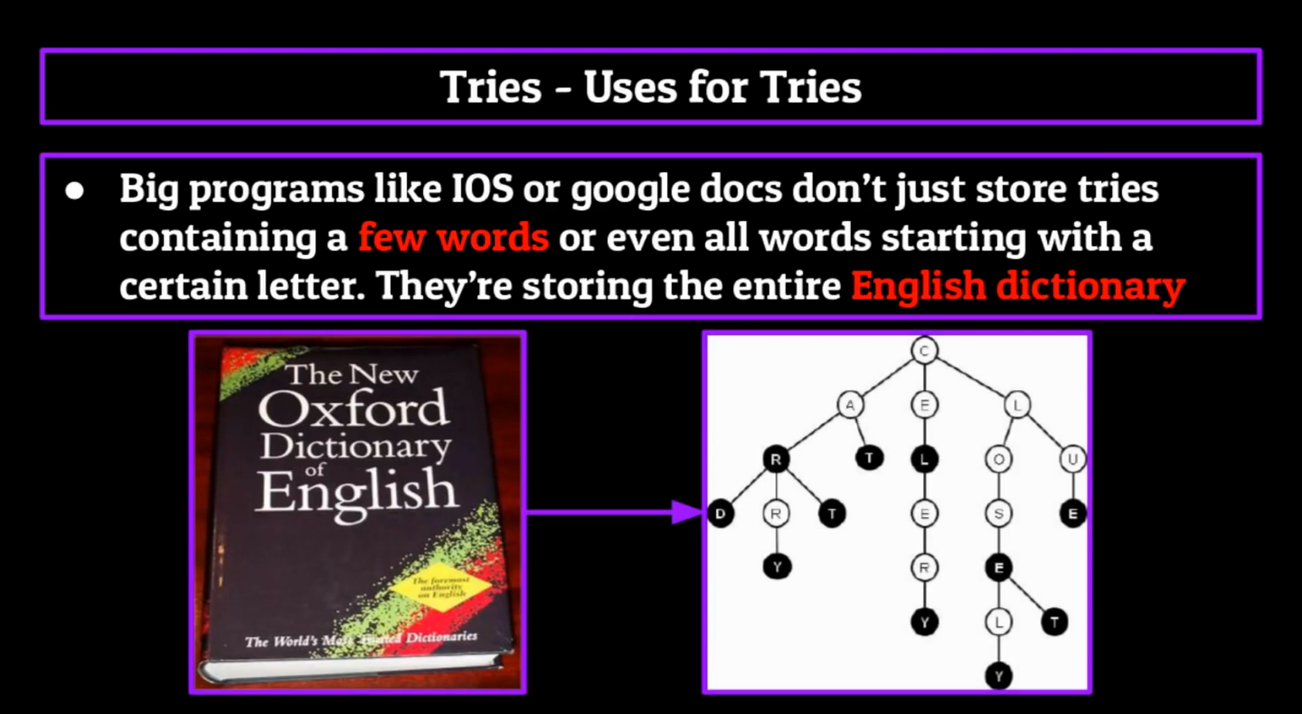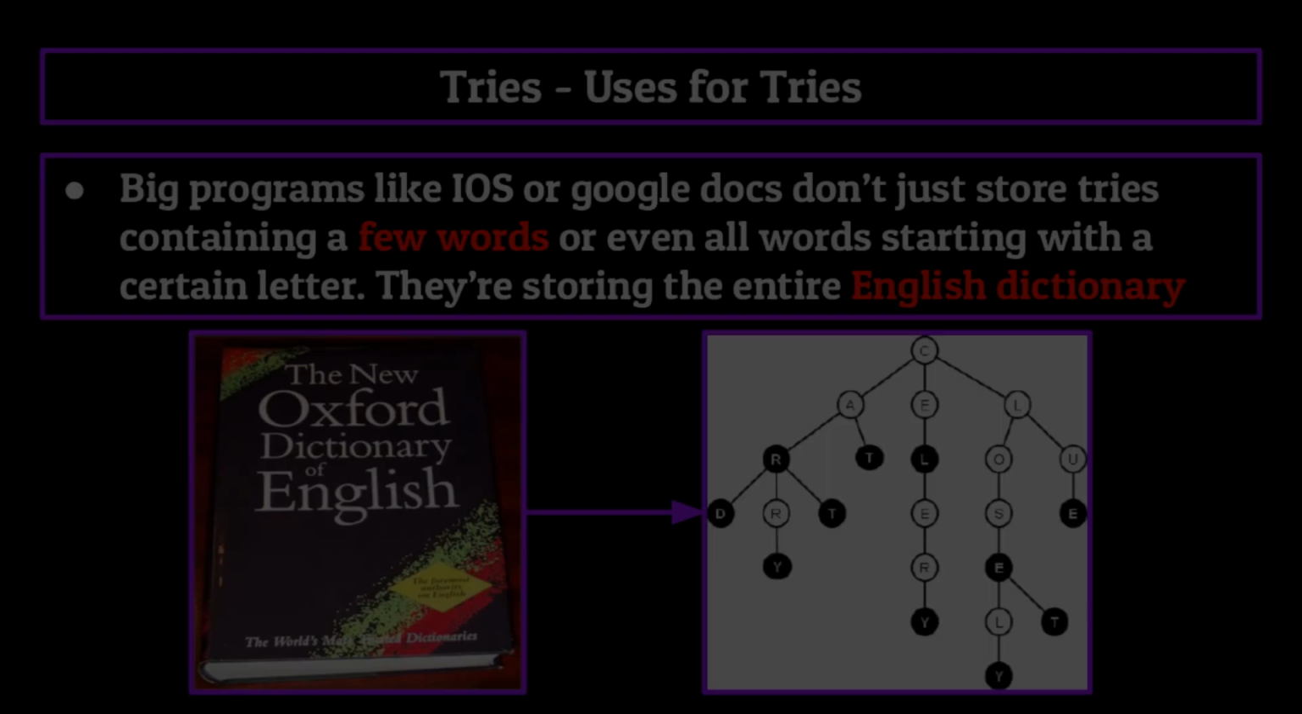Each node would simply have 26 nodes connected to it, and those 26 would have as many nodes connected to them as needed, and so on and so on. Now I can hear you asking in the comments, how does this help us with autocomplete and spell check? Well, let's say you're typing out a word.